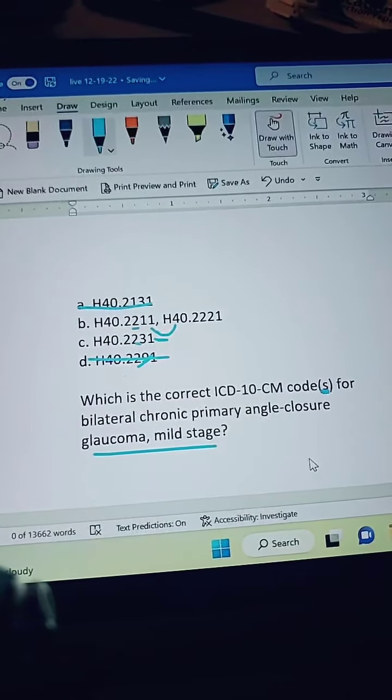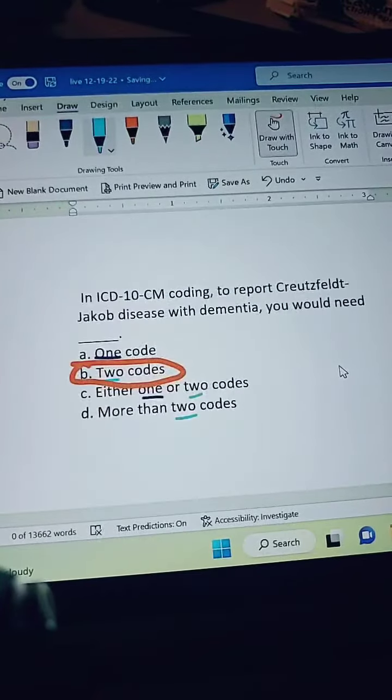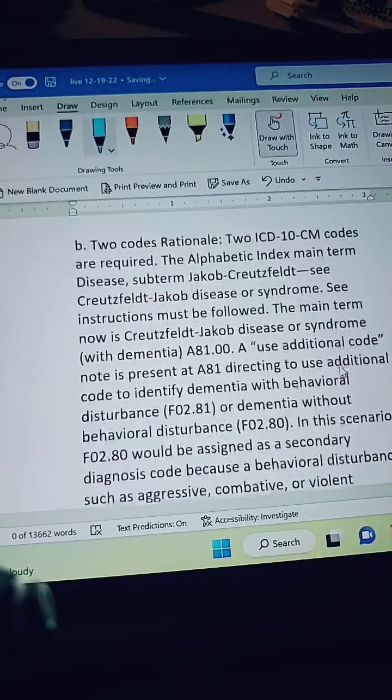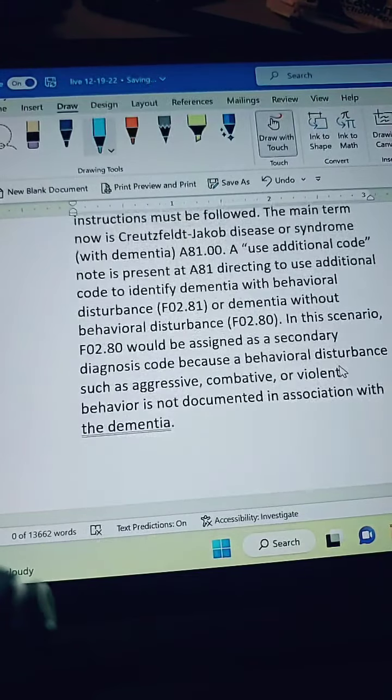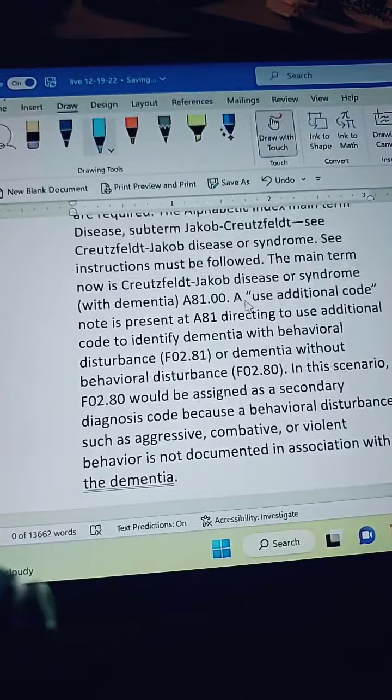The last question. B, 2 codes, and there's your rationale. There's a guideline probably attached to that. Oh, they don't mention one. Oh, it's got the use additional.